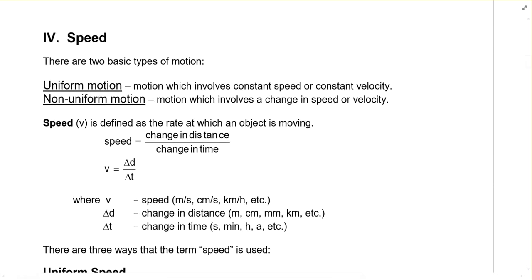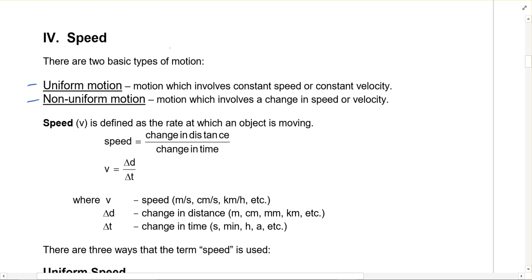And then speed. There are two types of motion: uniform motion and non-uniform motion. Uniform motion means we're going at a constant speed. That means it's going to be going at the exact same speed all the way across.